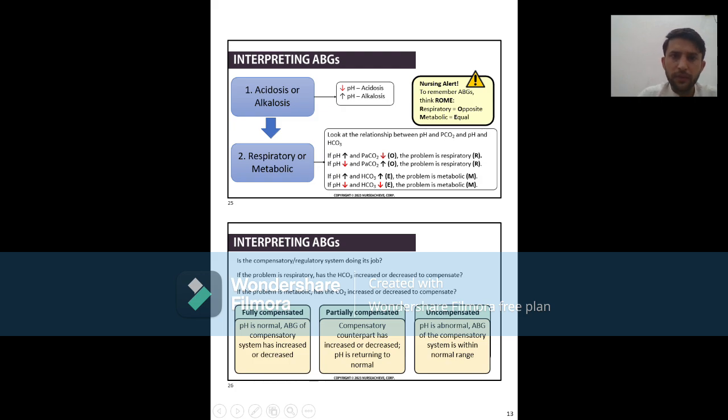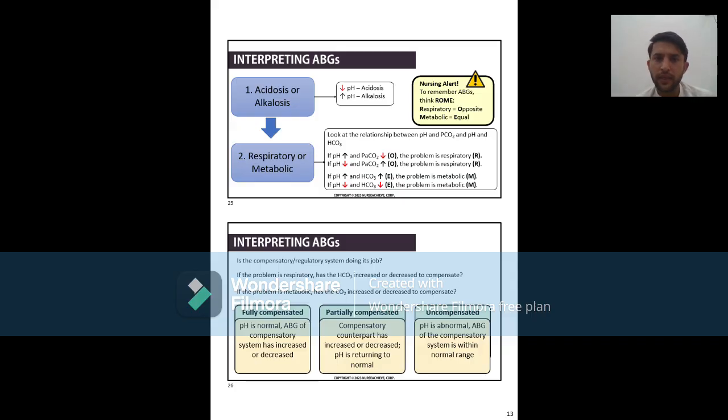These are the interpretations of the ABGs. First, we will look at the pH, whether it goes up or down, acidotic or alkalotic. Second, we will check whether the patient is in a respiratory condition or a metabolic condition. We have an important formula, which we call ROME. ROME means respiratory opposite and metabolic equal.